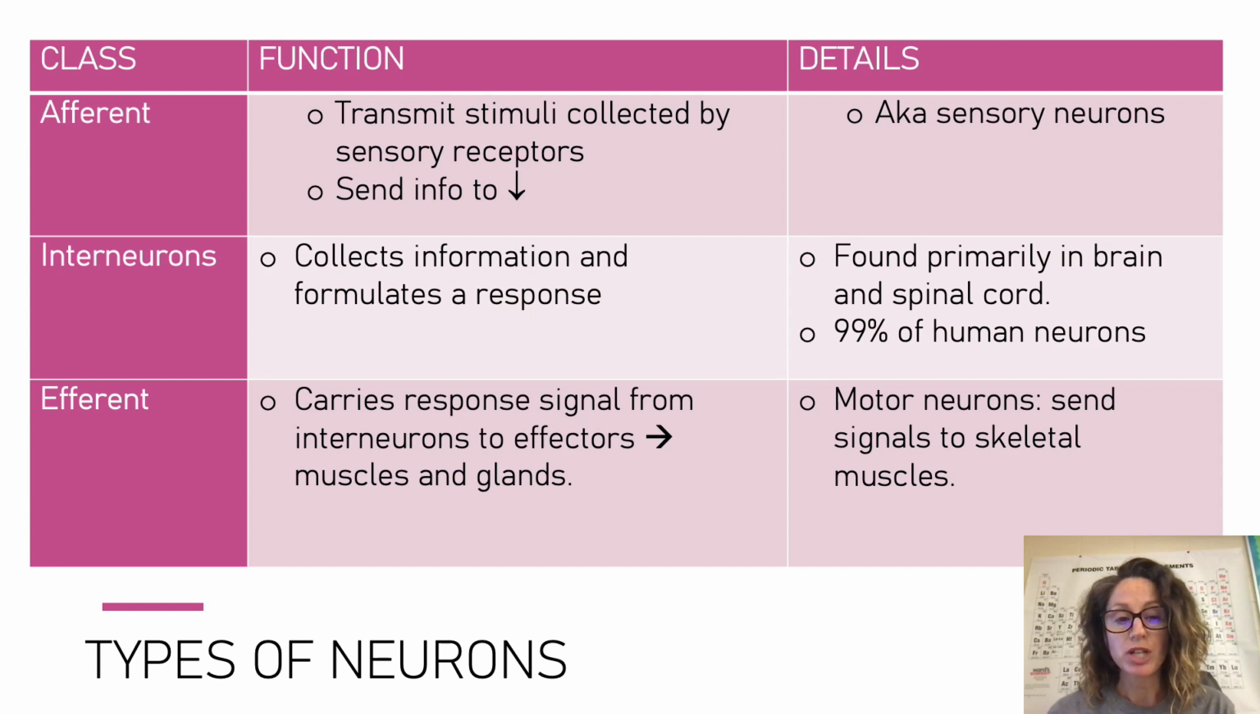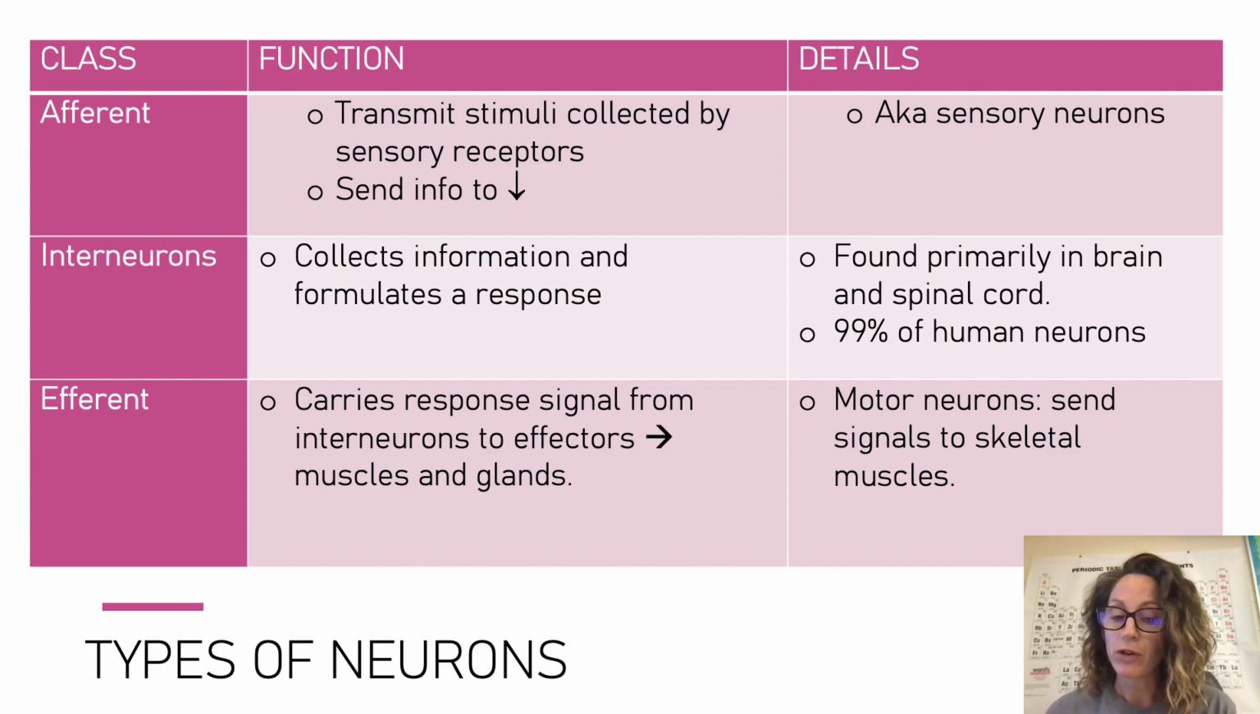Interneurons collect information and formulate a response. They are found primarily in the brain and the spinal cord. This comprises 99% of human neurons. So your afferent neurons are taking in the information, and they are sending that information up to the brain. And then interneurons send information to efferent neurons. These carry the response signal from the brain, the interneurons, to effectors. So these would be the muscles or glands.